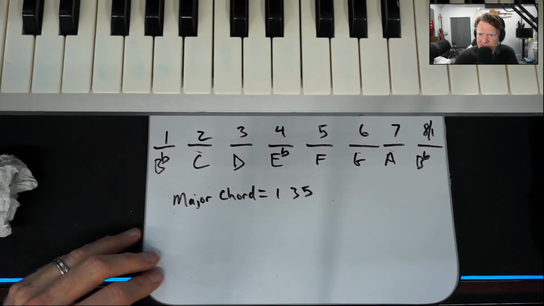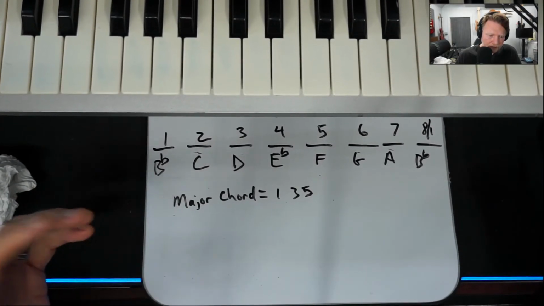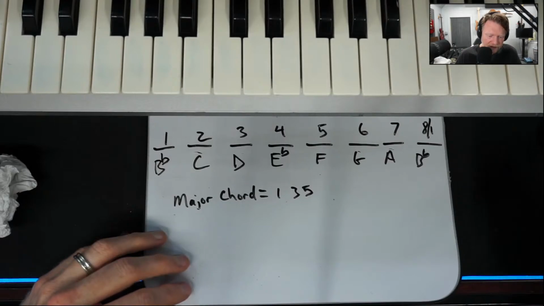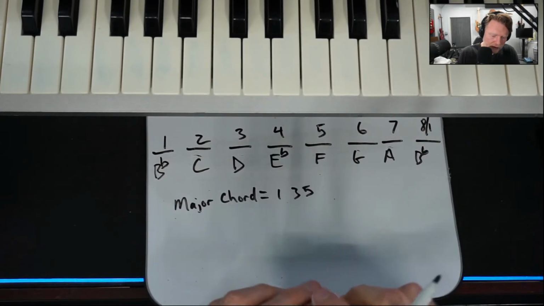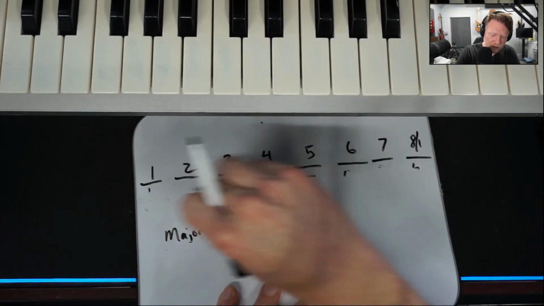Let's see. Nope, nobody wrote a key, so let's just pick another key. I don't know, the key of D. Okay, so it wouldn't actually be the key of D necessarily, it's the chord of D.